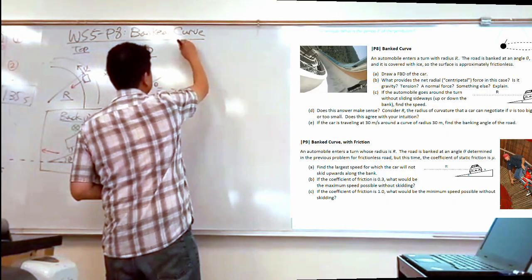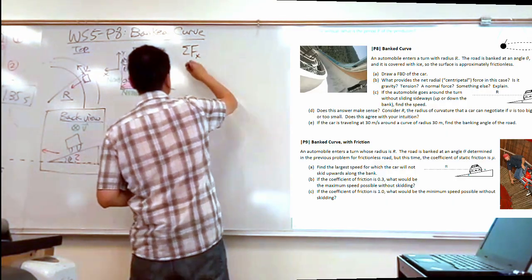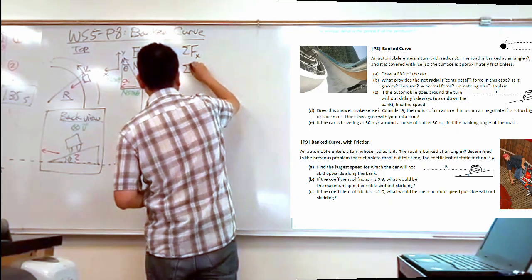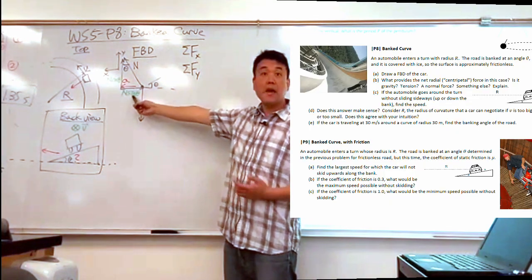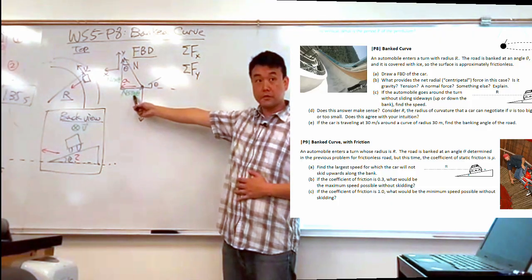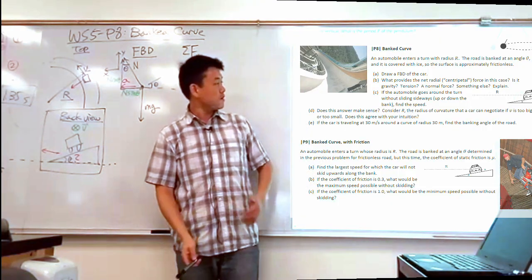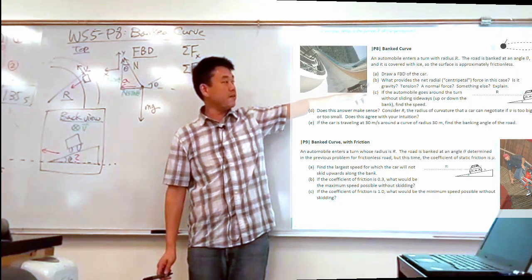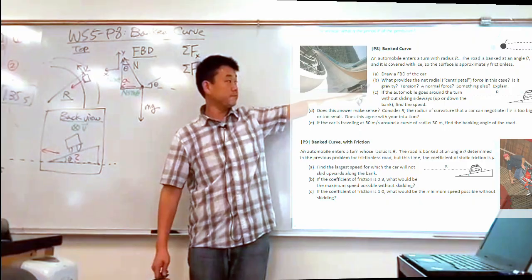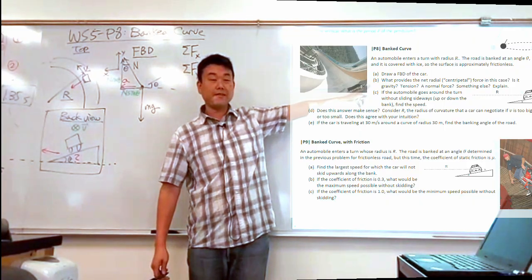So net force in the x direction and the net force in the y direction. There is only one force in the x direction. That's the x component of normal force. That actually answers part B question. What provides the net radial or centripetal force? What provides that?